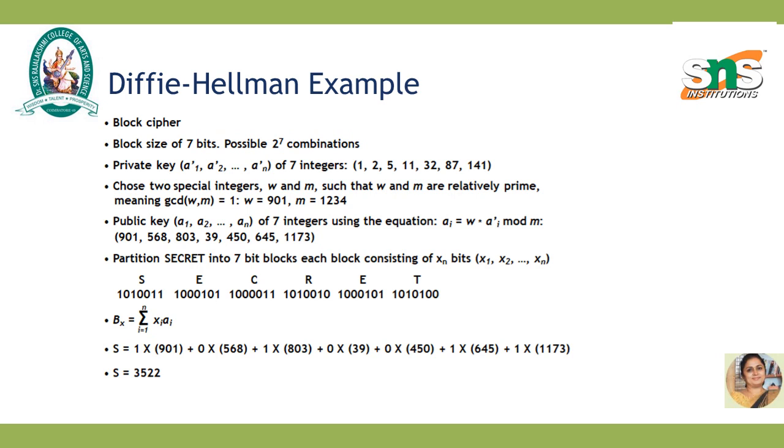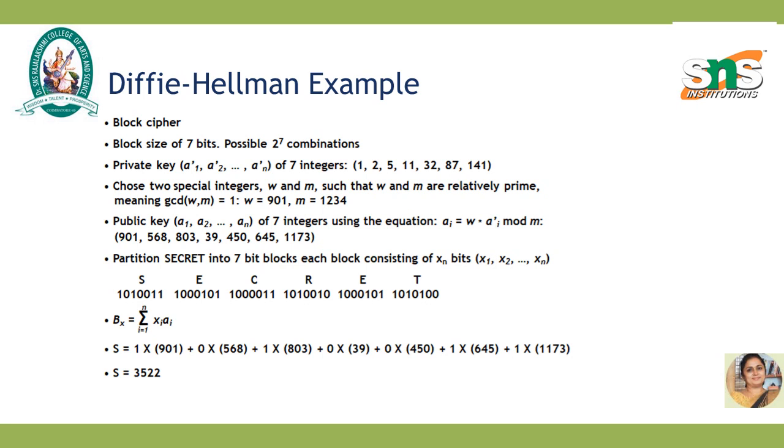Diffie-Hellman example, here it is called a block cipher. The block size is 7 bits, so 2 power 7 combinations are possible. The private key can be set from a1, a2 to an, 7 integers as given here, and we choose two special integers W and M such that they are relatively prime. The public key is 7 integers. We partition the secret into 7-bit blocks, each block consisting of xn bits.